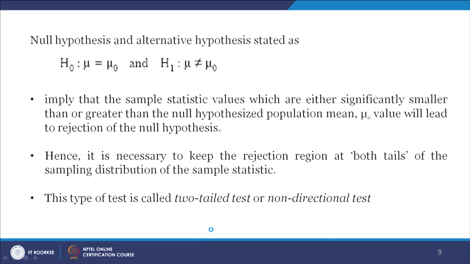Hence, it is necessary to keep the rejection region at both tails of the sampling distribution, but it is not always true, because it is only when you are clueless about the direction, you do not know which direction the thing should move. For example, suppose the mean of the population is 10 and you are trying to see whether the mean of the class is coming less than 10 or more than 10, you have no idea. In that condition it can be even 8 or it could be 13 or 12. So, in such conditions when I am not sure of it, I will go for a two-tailed test.